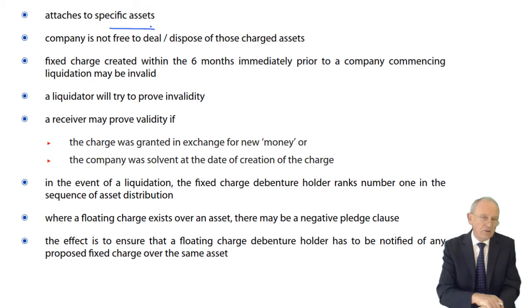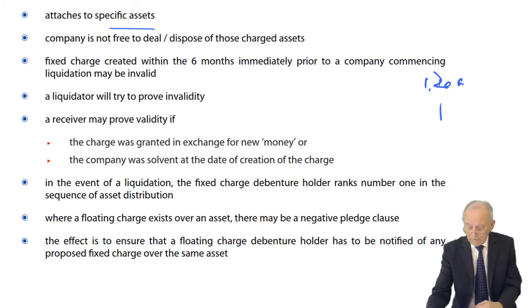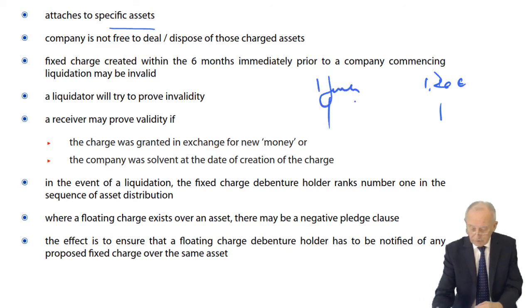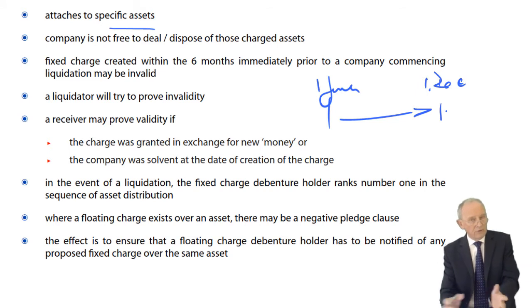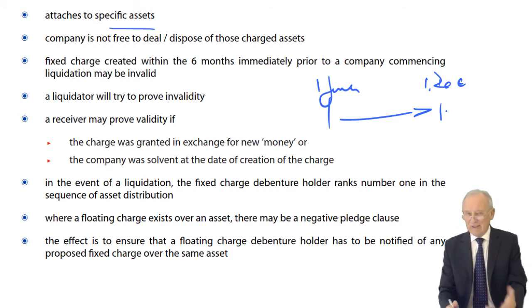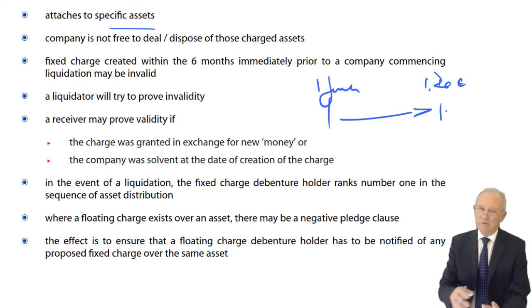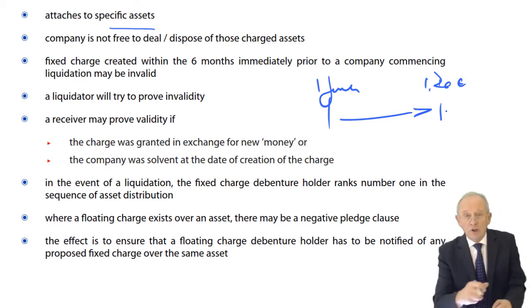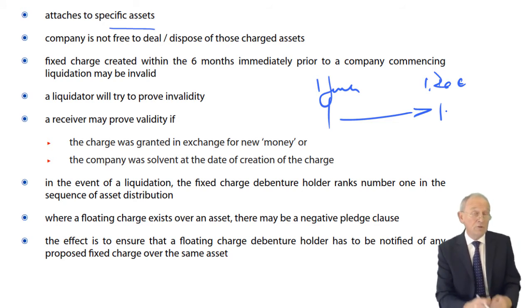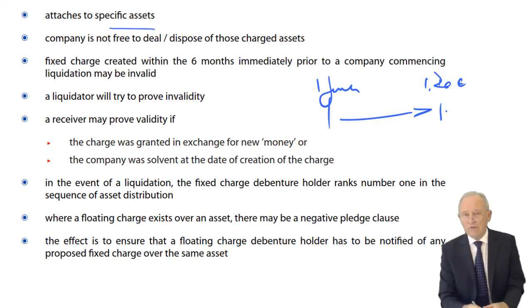Fixed charge created within the 6 months of the commencement of a liquidation. That's where the liquidation commences 1st December. Anything which was created between the 1st of June and the 1st December, along comes the liquidator and says, oh, no, you can't do that. That's a fraudulent preference. You can't say to an existing creditor, look, we're going to be in financial difficulty here. We're going to create security for the debt that we owe you, and we'll grant you fixed security over our building so that when a liquidator comes along in 2 months' time, you will at least have got your security because you're our friend and you've been dealing with us for all these years.